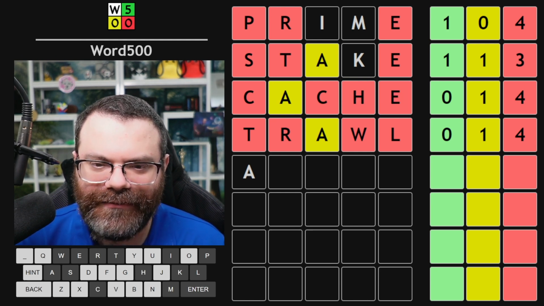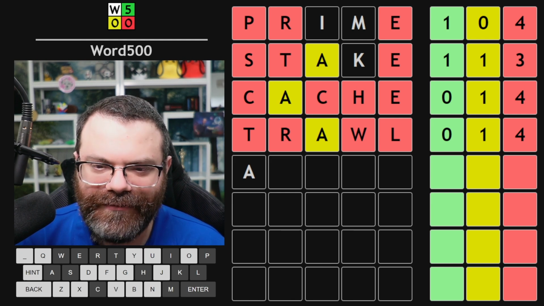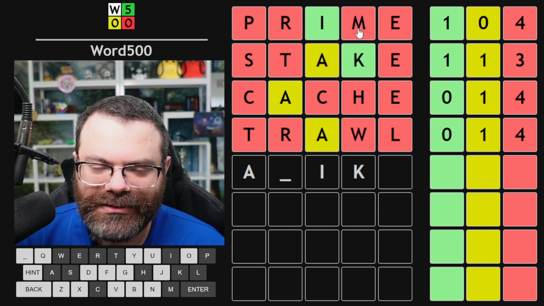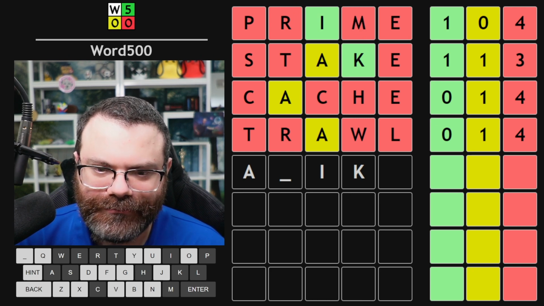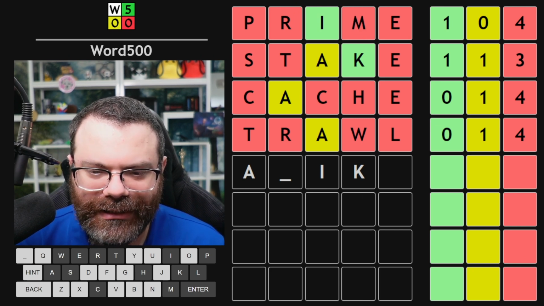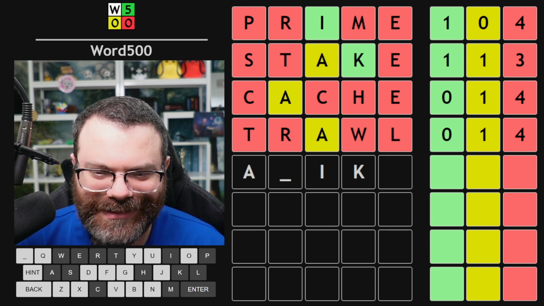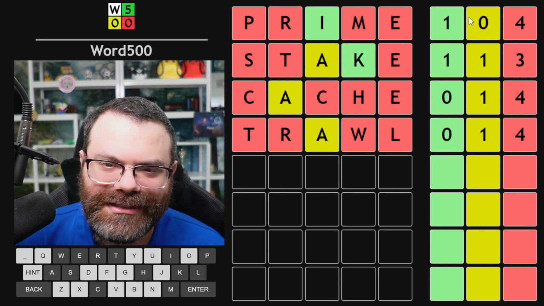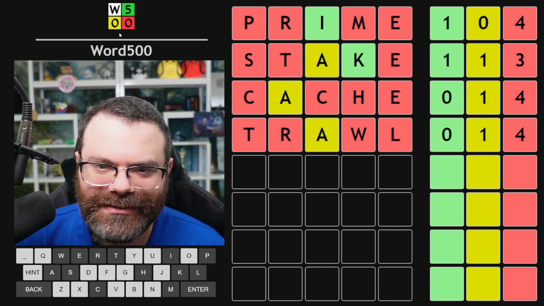So it would actually be forced to be IK here. This would be completely forced. So that's forced if A is first. Completely. And I don't see a word that does this at all. That doesn't look like a word to me. So A is not first. So we're going to look at A at the end instead.